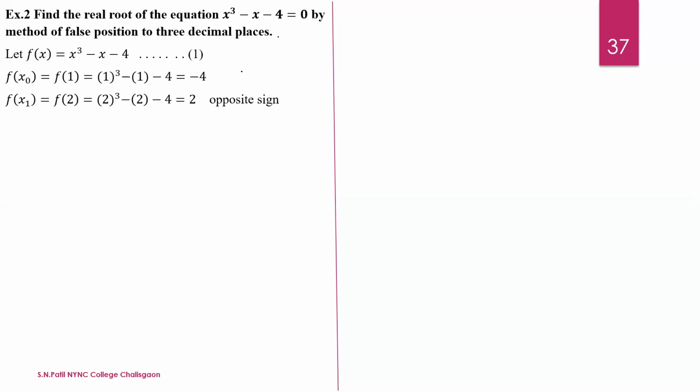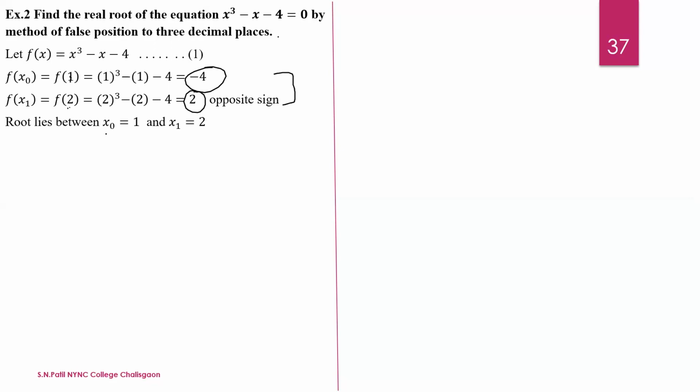First put 0. If you put 0 here, then we get minus 4. If you put 1, then again we get minus 4. So start from 1. We get a minus sign. Now put the next number, 2. Then 2 cube is 8 minus 2, and this minus 4, minus 6. 8 minus 6, that is 2. That is the opposite sign. Minus and plus. It means the root lies between 1 and 2.